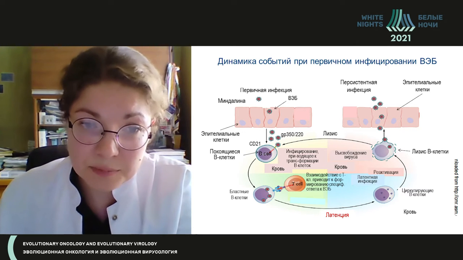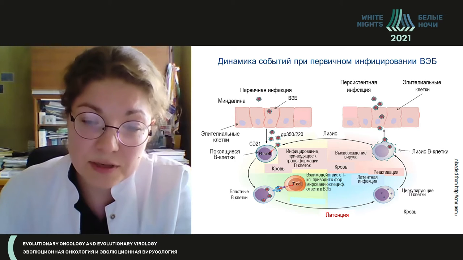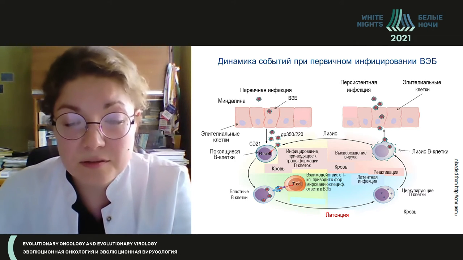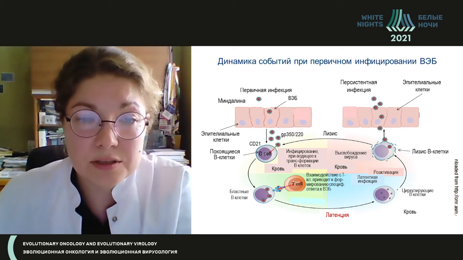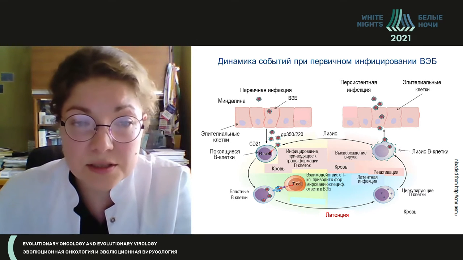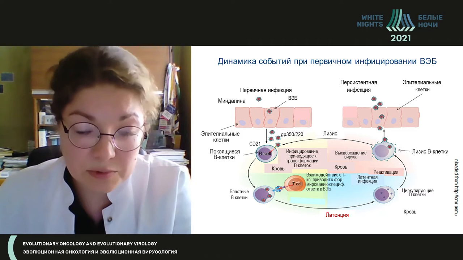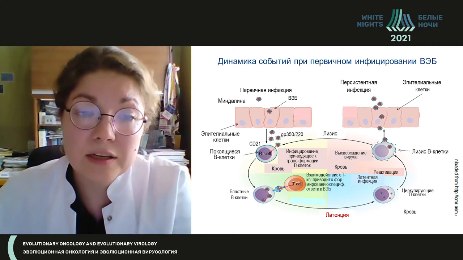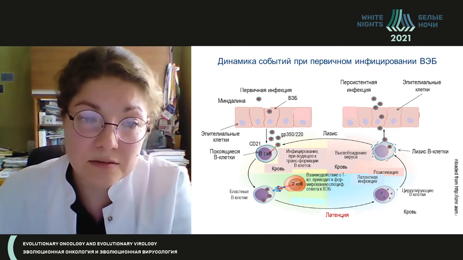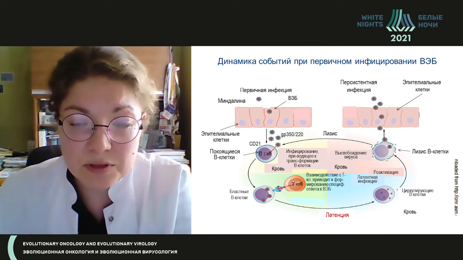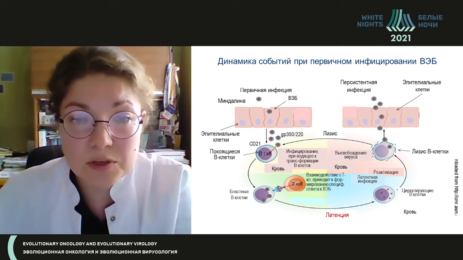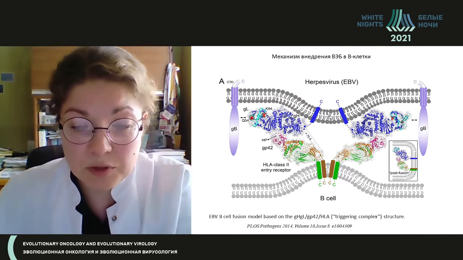So EBV infection is initiated due to the virus link via GP protein 350/220 to the CD21 receptor, which is on B cells, which are targeted by EBV. And expression of CD21 at most of the surface of B cells, and to a lesser degree on epithelial cells and some other cell lines, explains the virus tropism to these cells.